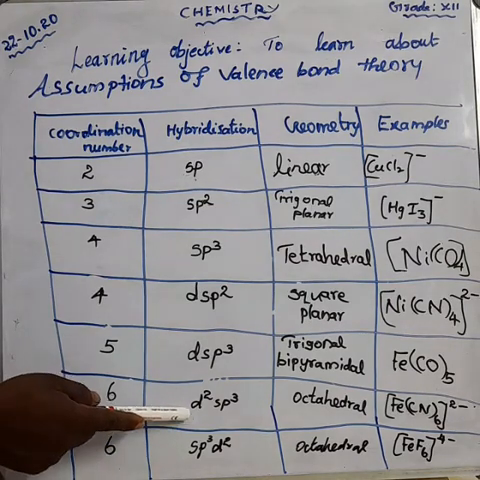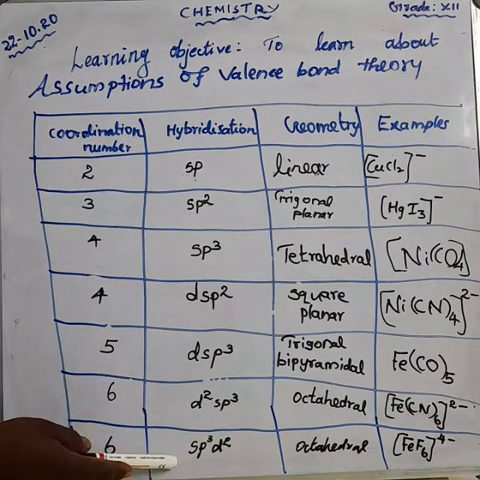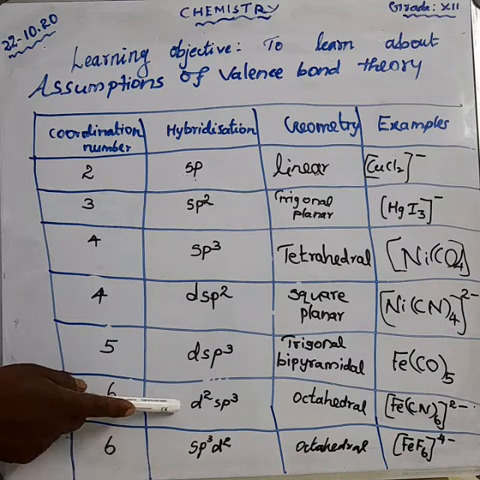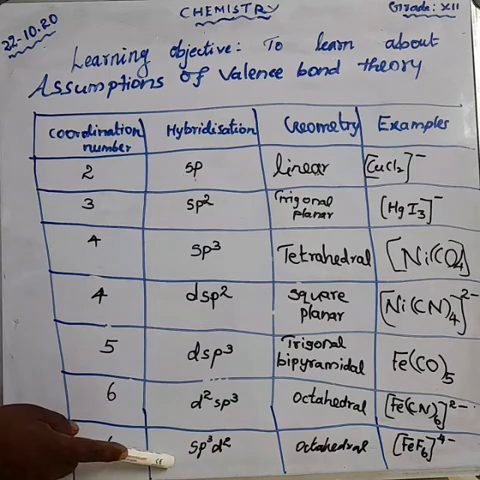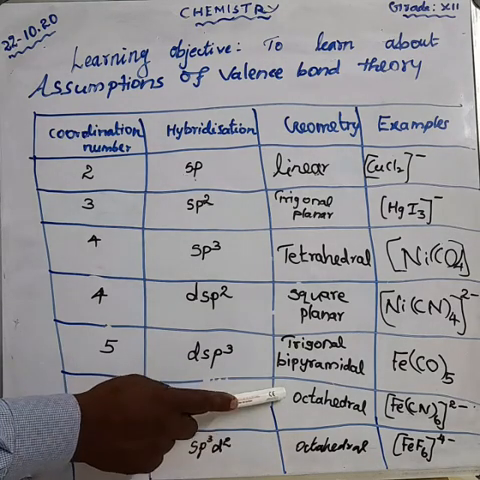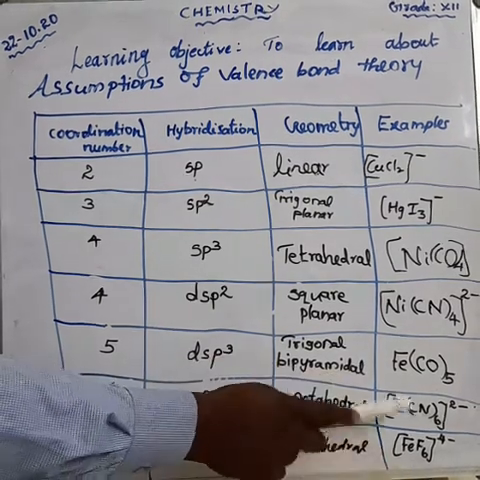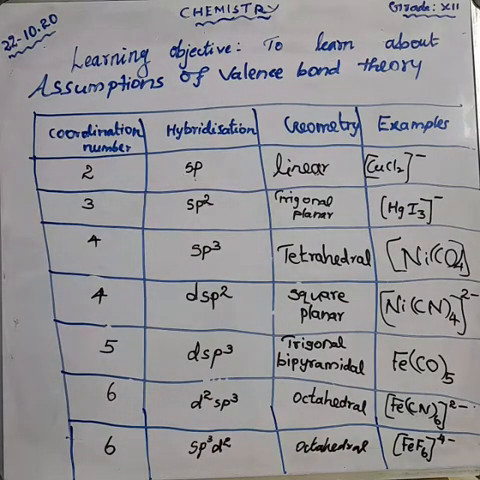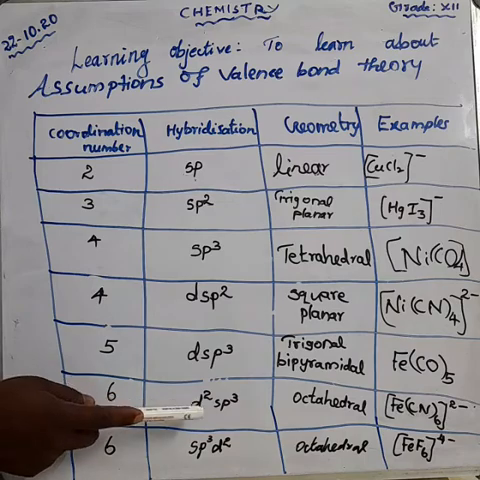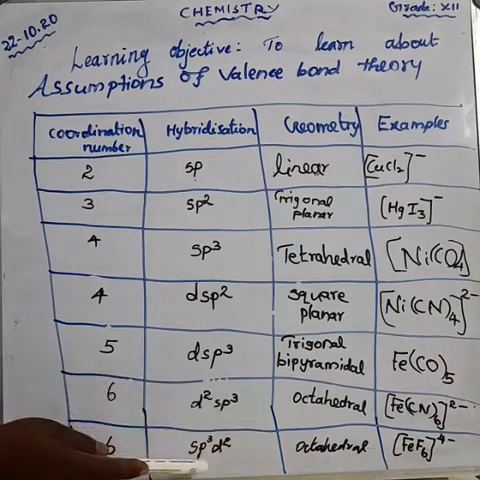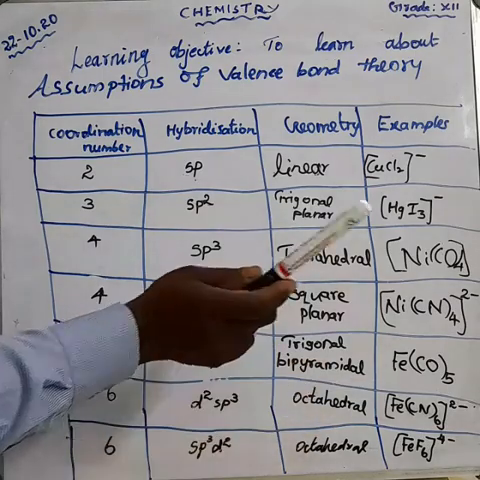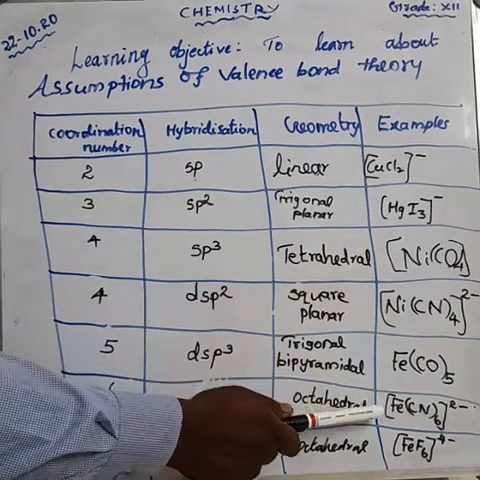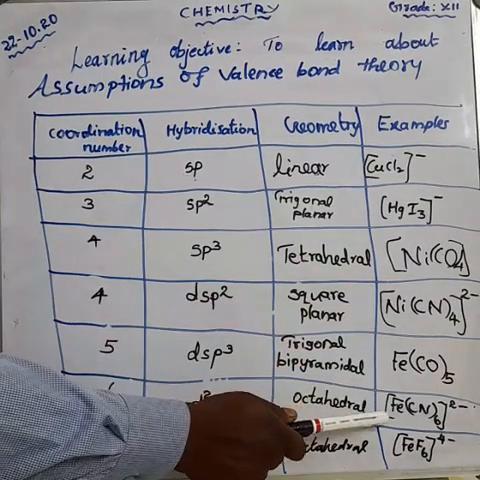One is d2sp3. Another one is sp3d2. Both are the same, octahedral, but the examples are different. Anyhow, the coordination number is the same, the hybridization is d2sp3 or sp3d2, but the geometry of both is the same, octahedral. And about d2sp3, what is the example?